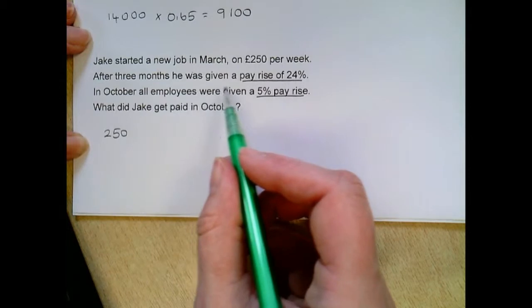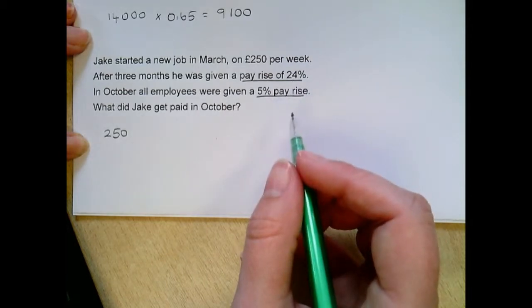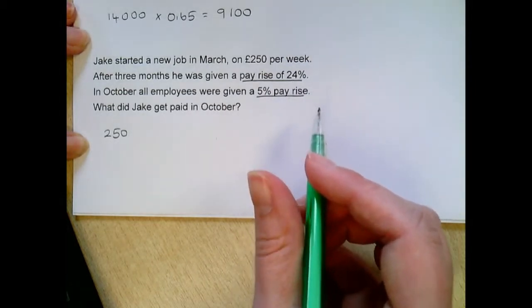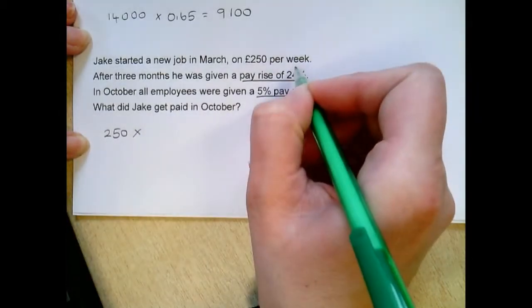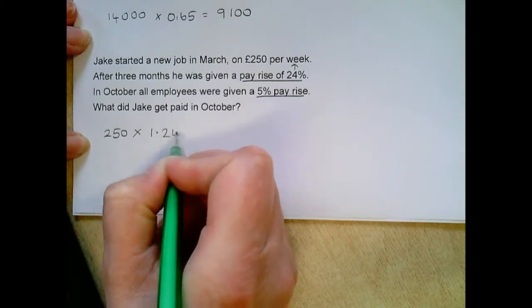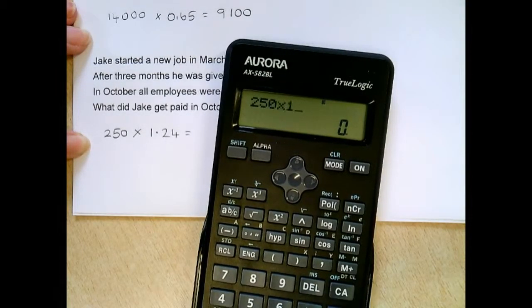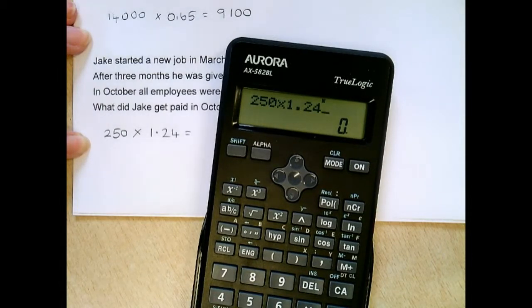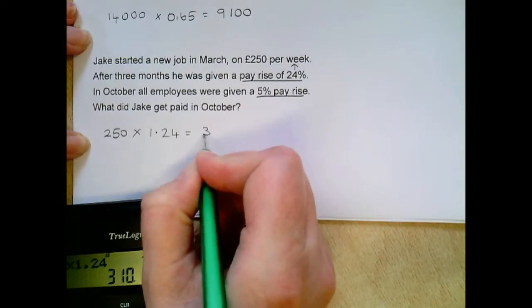So after 3 months, he was given a pay rise of 24%. That's quite a big pay rise. I think that might have been 2.4%, but I'll just stick with the question that's there and leave it as 24%. So for it to go up by 24%, you do 100 plus 24 is 124, so 1.24. So do 250 times by 1.24, and that will find the 24% and add it on. So that's £310 per week.